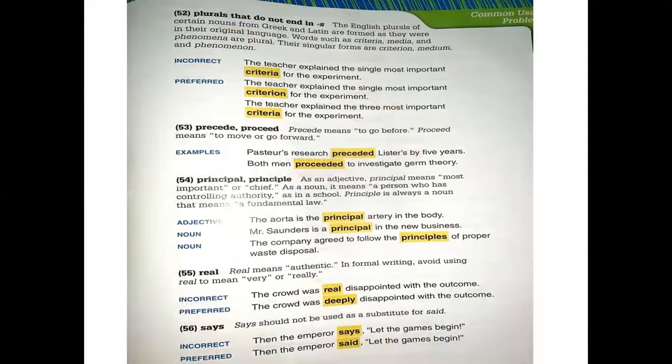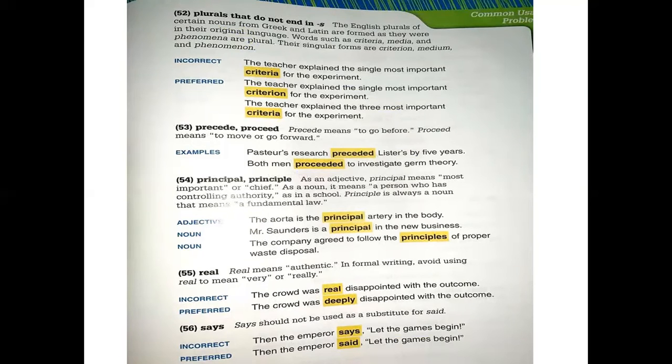Now next is 52. Plurals that do not end in S. Okay, now there are some plurals that do not end in S, like fish. Fish, if I take the collective, the plural form of it, it would still be fish. The incorrect way is: the teacher explained the single most criteria for the experiment. The teacher explained the single most important criterion for the experiment, which is the correct way. It is criterion. The teacher explained the three most important criteria for the experiment.